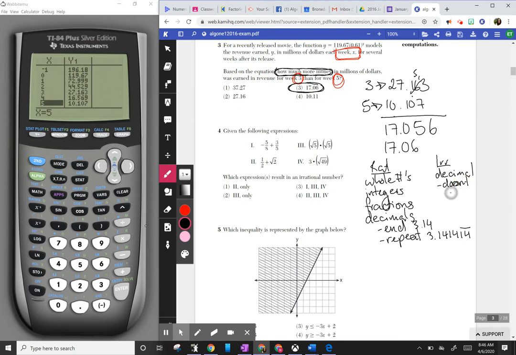And irrational is a decimal that doesn't end and doesn't repeat. For example, pi, which is 3.14159... Okay, so which expressions here result in an irrational number?